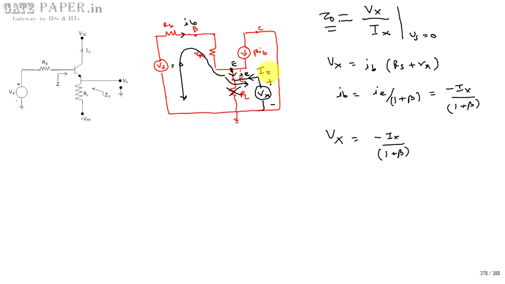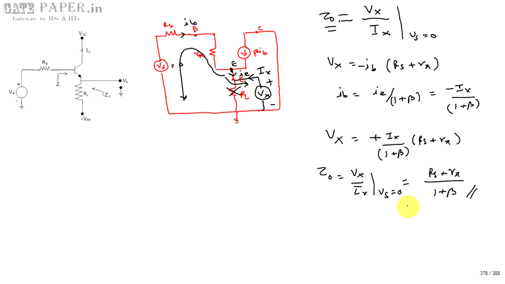This is minus IB into Rs plus R pi, because the actual current is in the opposite direction compared to the Vx polarity. So minus IB is nothing but plus Ix times Rs plus R pi. So Z0 is equal to Vx divided by Ix with Vs equal to 0, which equals Rs plus R pi divided by 1 plus beta. This is the expression for Z0.